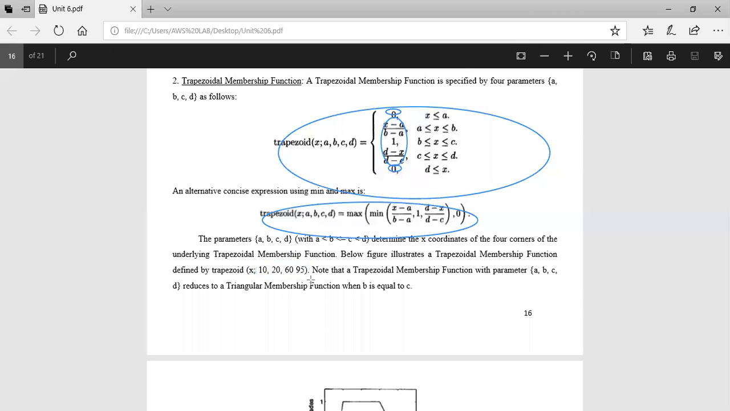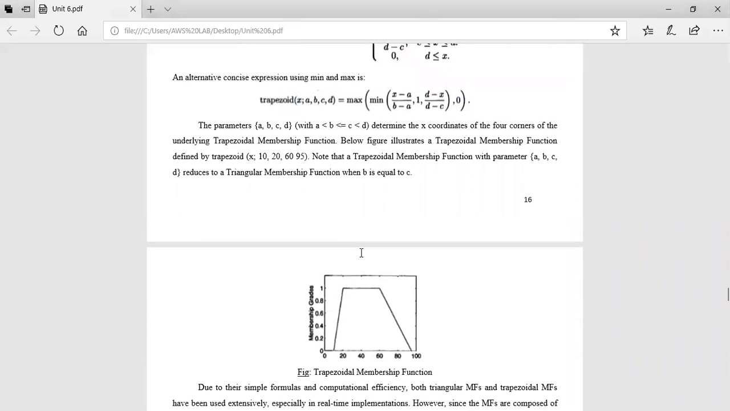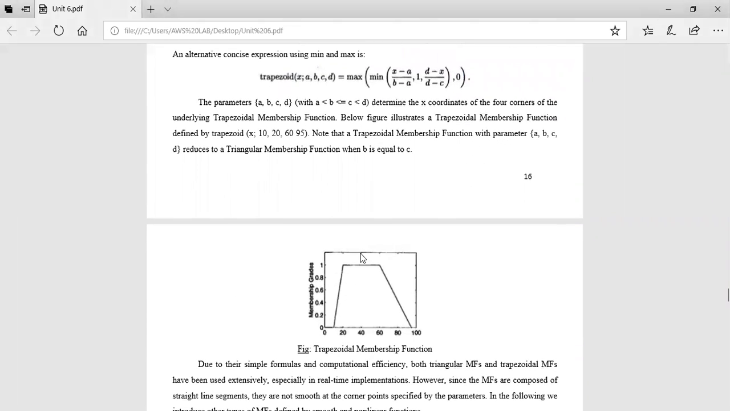So now we shall go to the diagram. We shall go to the graph. So 10, 20, 60, 95. So let us see how to represent it. In the same way, we have taken x-axis and y-axis. So x-axis consists of 0, 20, 40, 60, 80, and 100. And in y-axis, the grades will be like 0, 0.2, 0.4, 0.6, 0.8, and 1, right?